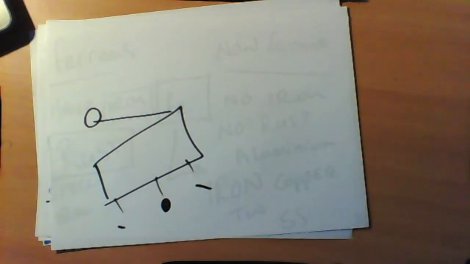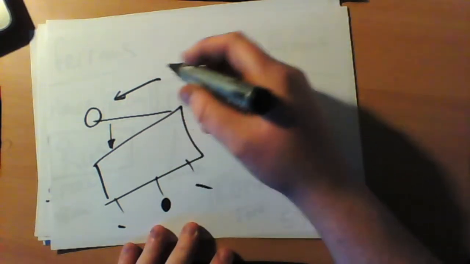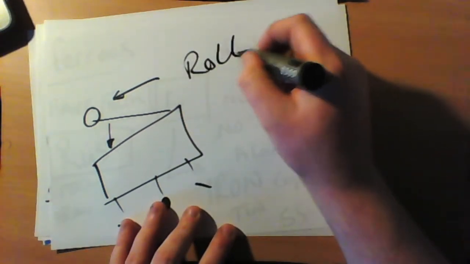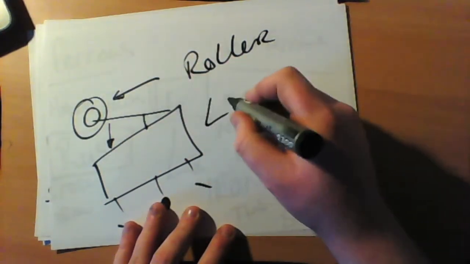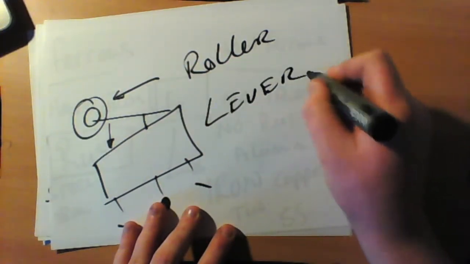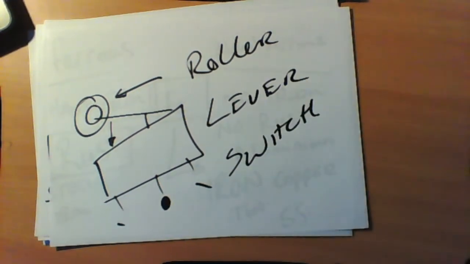Okay, and what that does is, if something rolls up against it, it'll push this down and it'll knock it off or knock it on, depending on what way it's wired. Okay, so that is what you call a roller. So you have a roller here at the end. This is a lever. Switch. And so the function of that is it moves when something hits it, it turns it off.